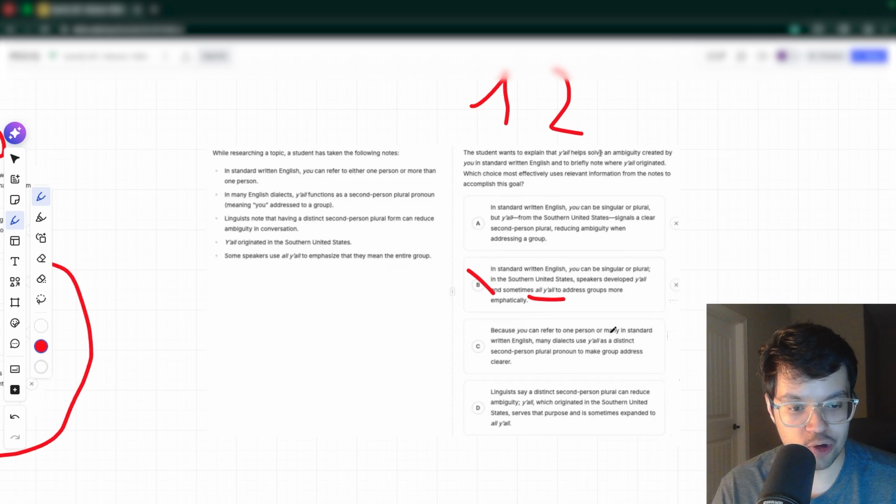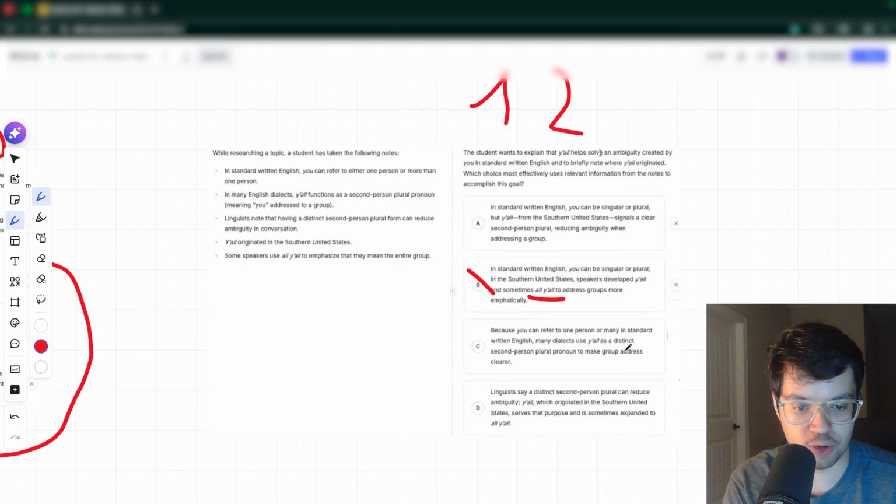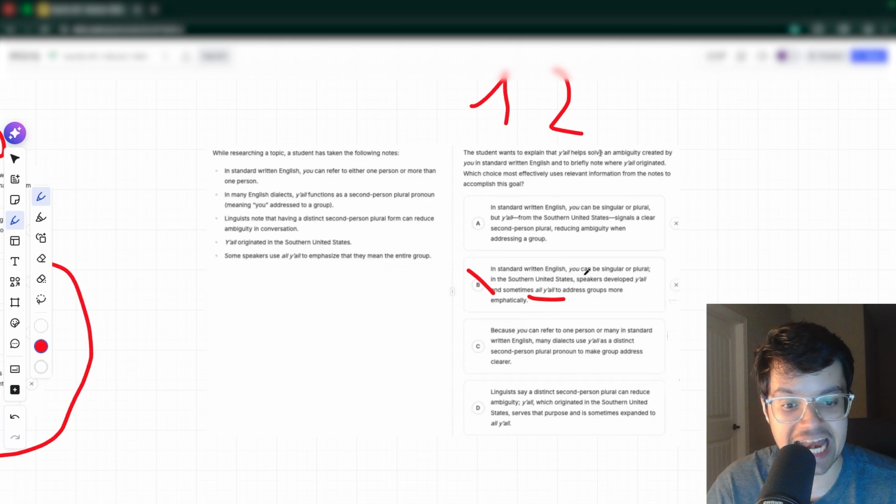Because you can refer to one person or many in standard written English, many dialects use y'all as a distinct second person plural pronoun to make group address clearer. Can you identify the wrong part about this? Well, probably the easiest thing we can say is that it doesn't say anything about where y'all came from. It doesn't mention the Southern United States or anything, so that would be wrong for that reason.